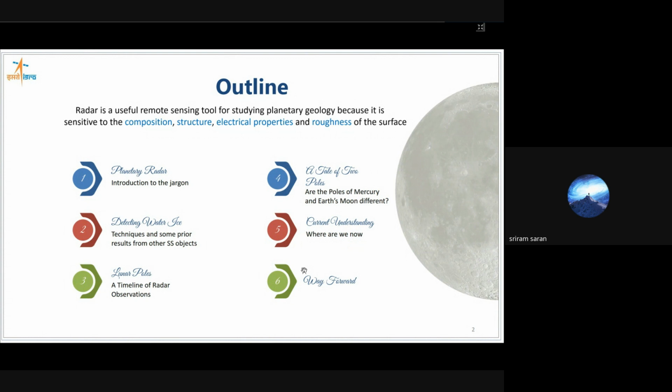And then I will talk about the lunar poles, how they appear in radar images. And then my last topic will be a comparison of the poles of Mercury and Moon, because they are very much similar, but their radar characteristics are quite different. And then where we stand now in terms of the detection of ice from lunar poles, and some way forward, like what we are presently doing and what the radar community is presently doing in terms of pursuing this objective.